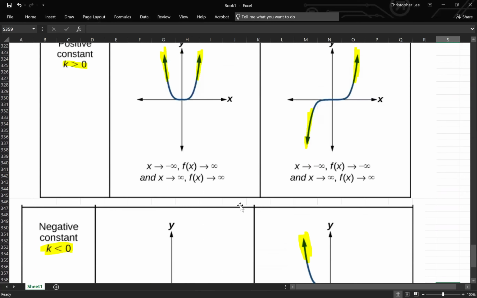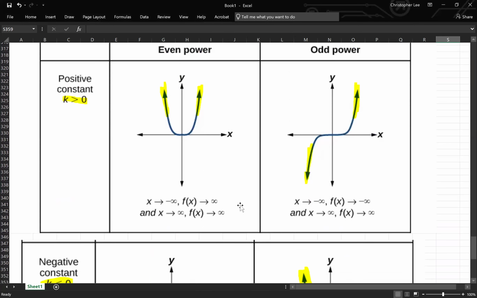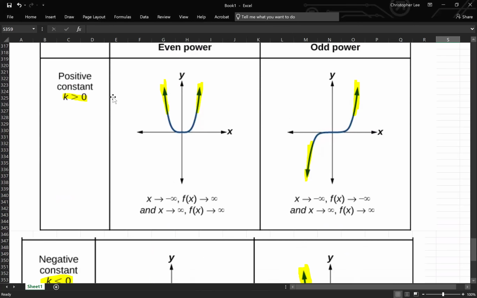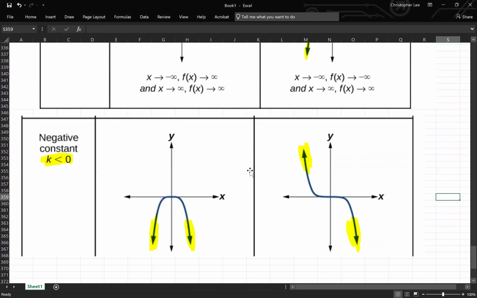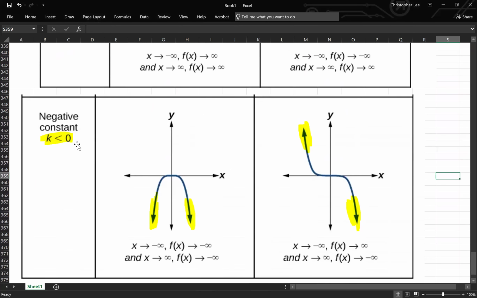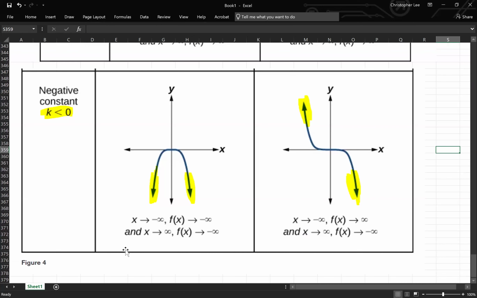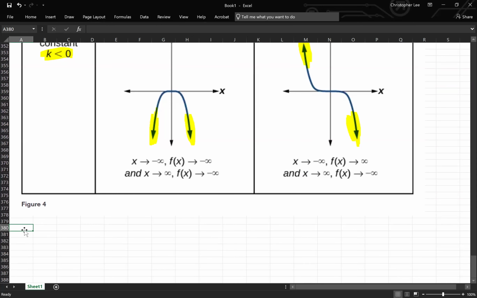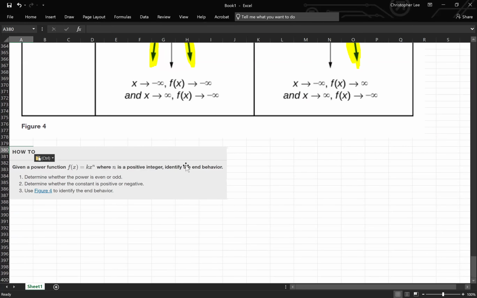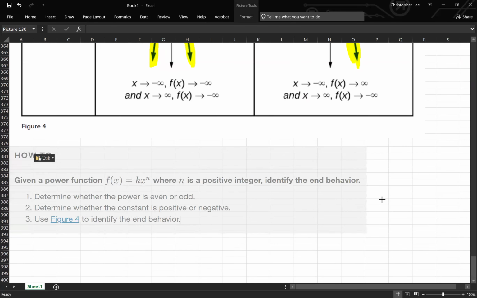Low-key, these will be the answers to all your homework. It's either going to be even with k positive, or odd with k positive, or when k is negative, it'd be even power or odd power. Give y'all a little bit of tea.